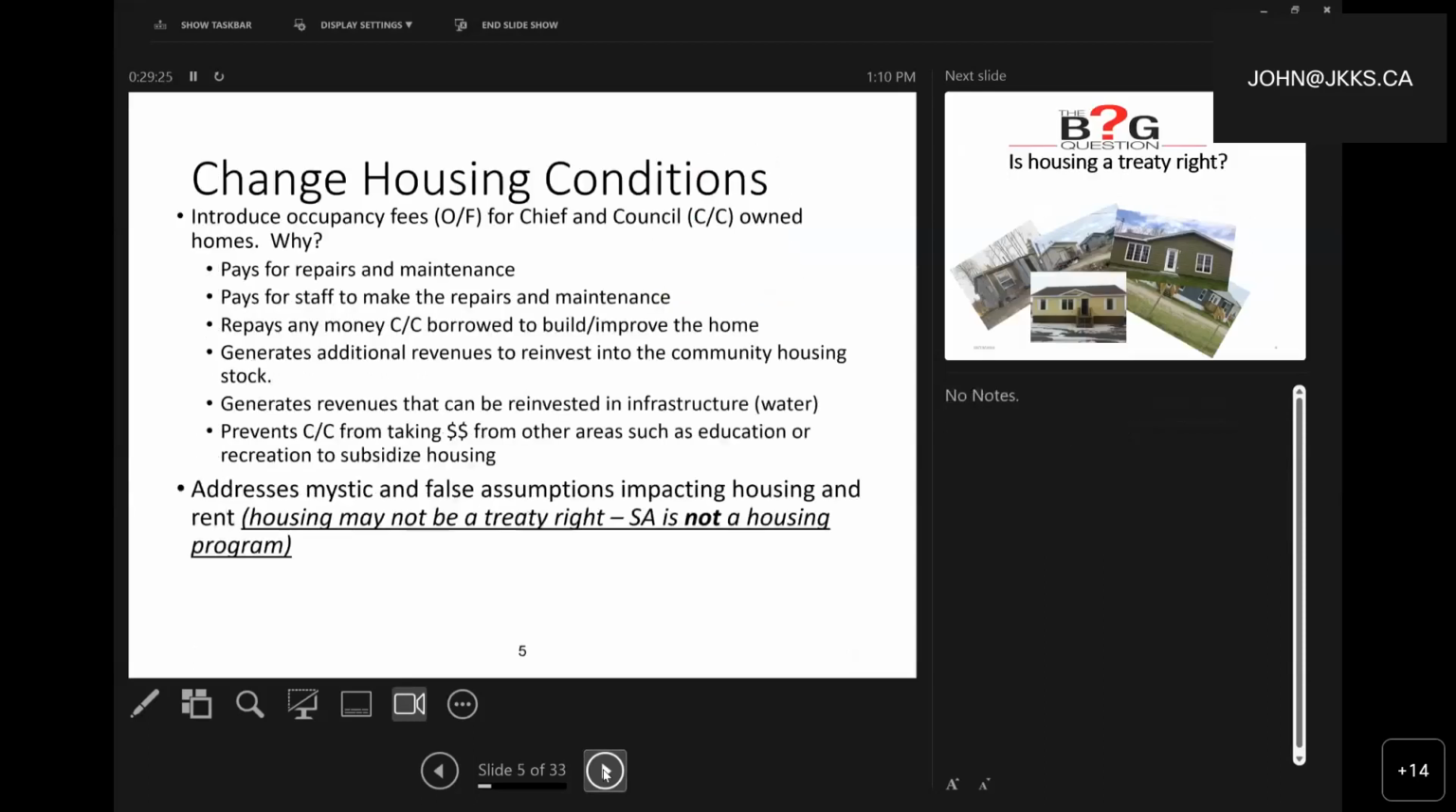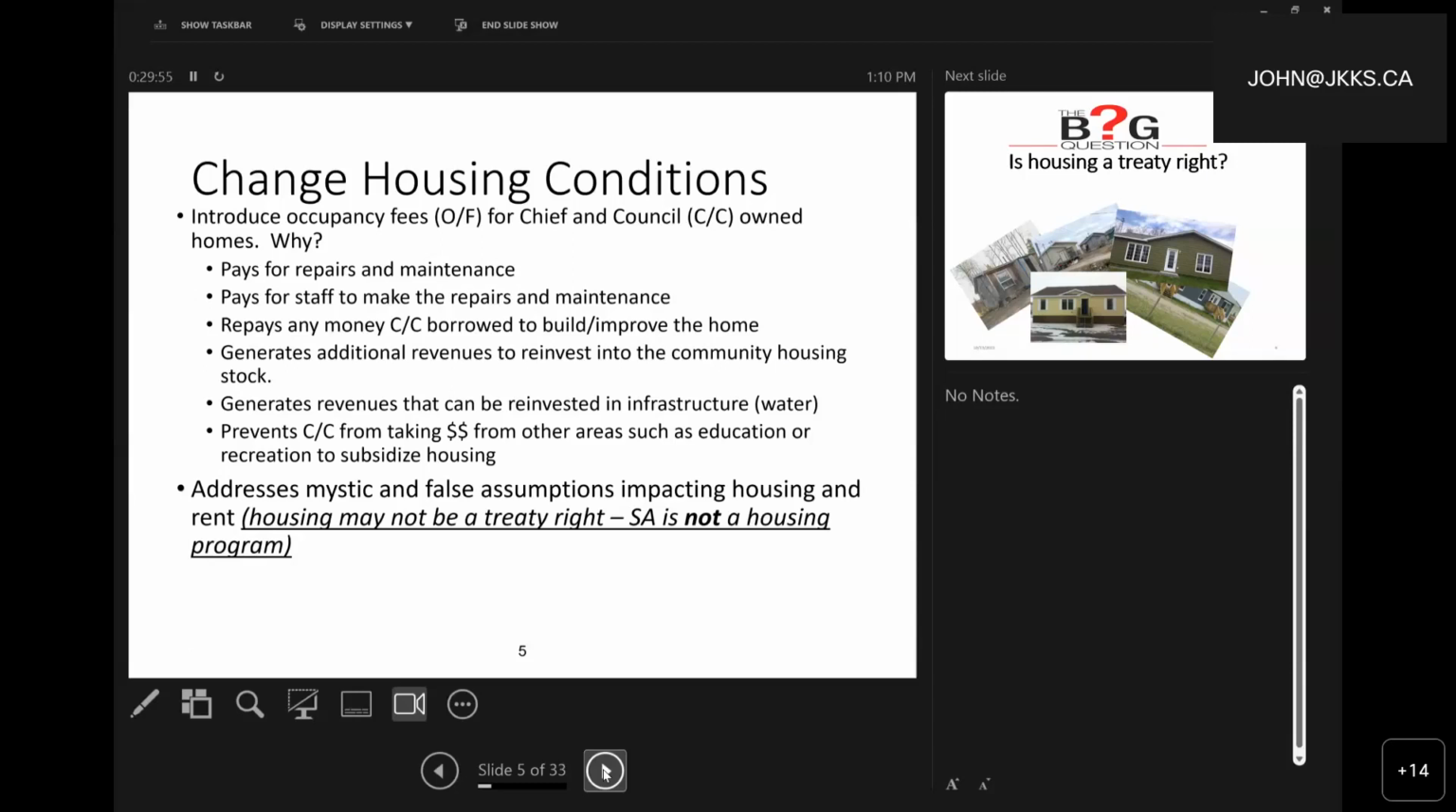So from a change in housing conditions, how do we do that, or what do we include? Well, first of all, you have to introduce, I know people have concerns about calling it rent, but for the sake of terminology, call it an occupancy fee. Call it a fee that is required to sustain the budget of the house, right?